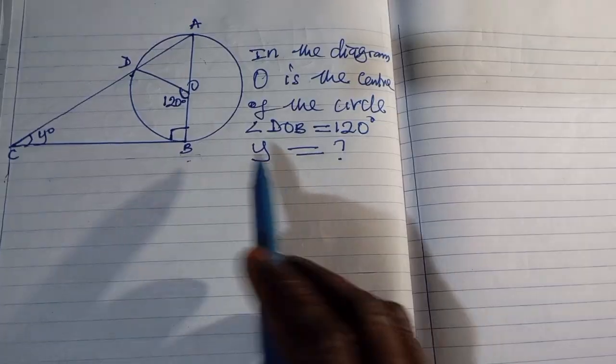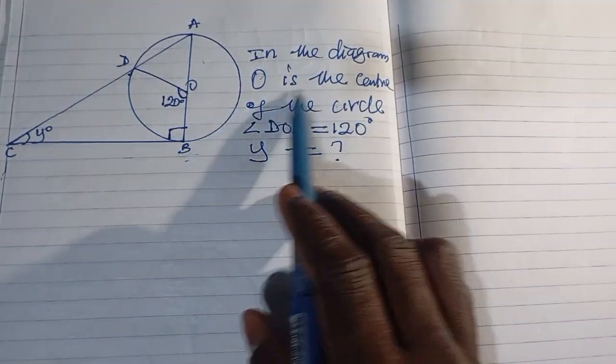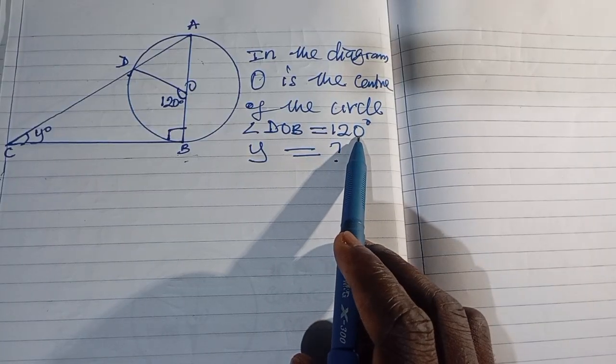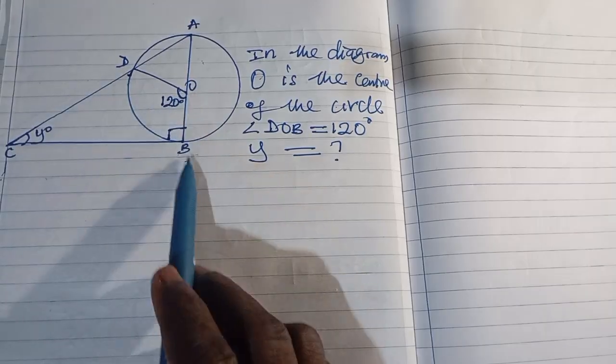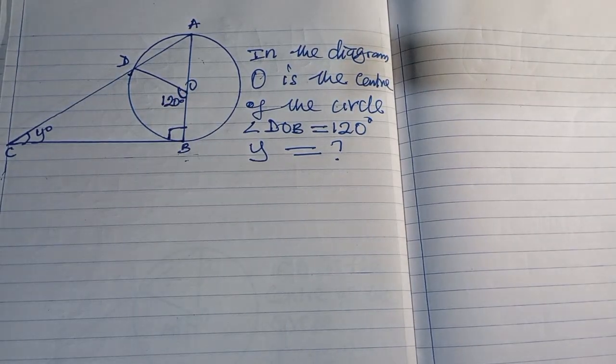Alright, let's find the value of y in this diagram. We have in the diagram O is the center of the circle, angle DOB is 120 degrees. What is the value of y? So as you can see, this is DOB. So this angle here is 120. We are required to calculate y.